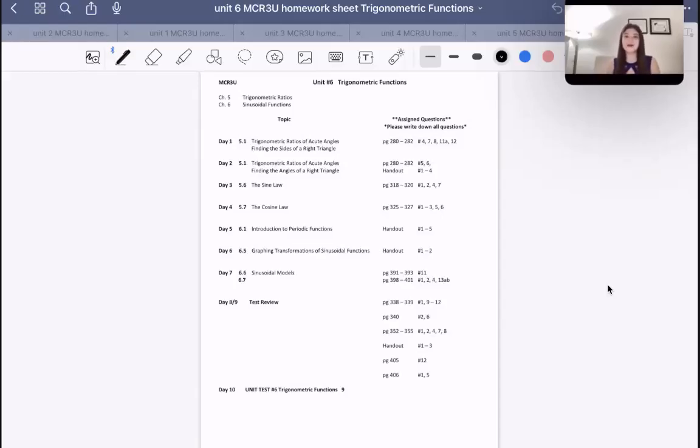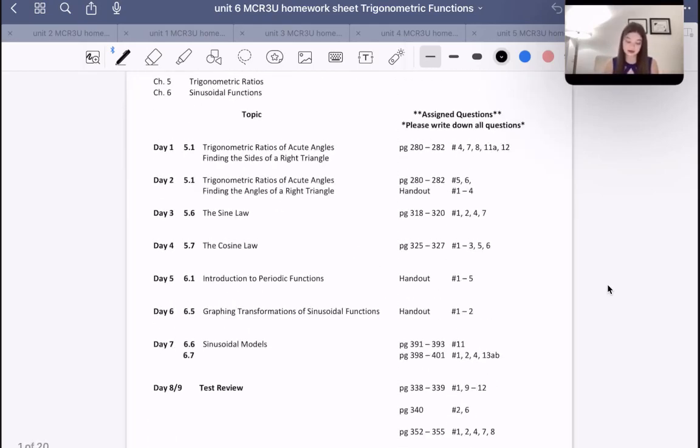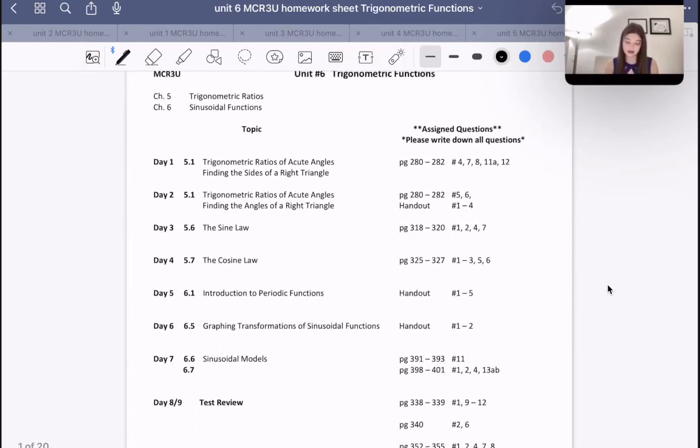Today, we are going to be doing our first day of our last unit, Unit 6. This unit is all about trigonometric functions. In this unit, we are going to cover the trigonometric ratios of acute angles, finding angles of a right triangle, and also finding sides of a right triangle.